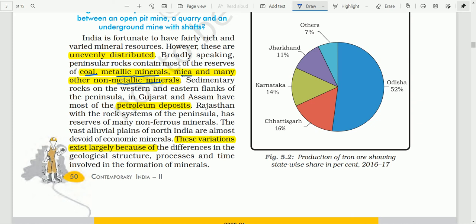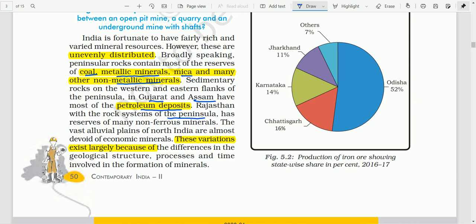Sedimentary rocks on the western and eastern flanks of the peninsula in Gujarat and Assam have most of the petroleum deposits. So in the sedimentary rocks of Assam and Gujarat, we have rich deposits of petroleum. Rajasthan, with rock systems of the peninsula, has reserves of many non-ferrous minerals. Non-ferrous, which do not contain iron, for example, copper, bauxite. So Rajasthan is rich in non-ferrous minerals.